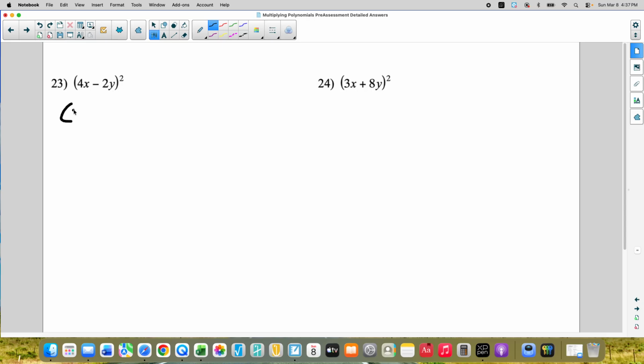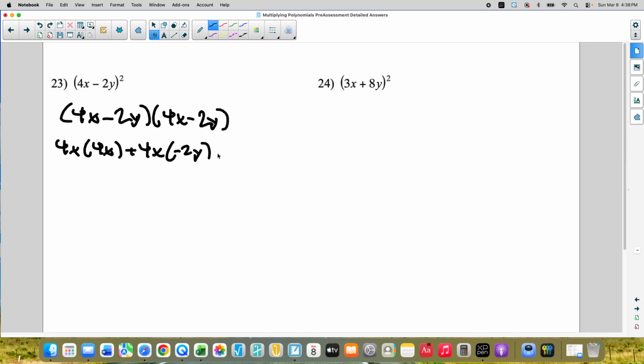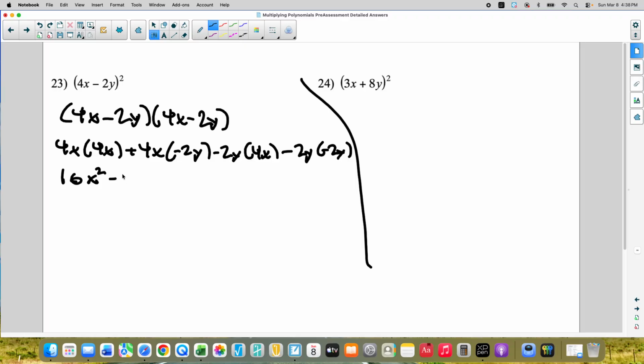Binomial squares, I'm going to write out 4x minus 2y times 4x minus 2y. 4x times 4x plus 4x times negative 2y minus 2y times 4x minus 2y times negative 2y. Ooh, lots of space. 16x squared minus 8xy minus 8xy plus 4y squared.